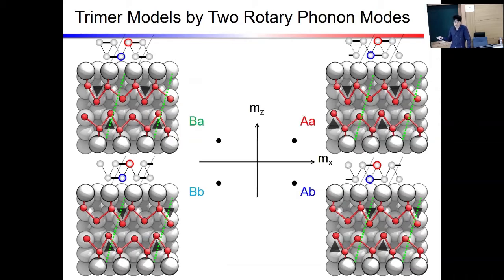So then we can plot each tentative ground state in the order parameter space. The x-axis is the dimerization direction, so this is positive and this is negative. And the y-axis represents the interwire coupling direction, so this is positive and this is negative. So we have 4 choices.